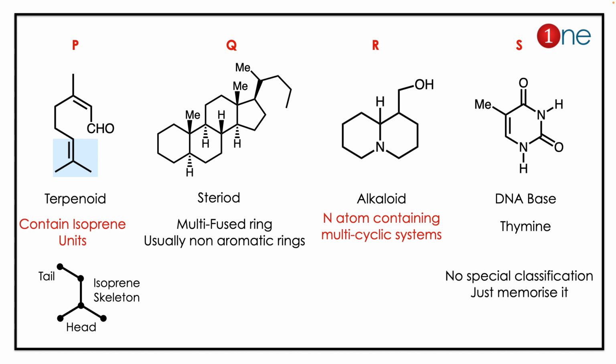So there are 4 different classifications. The concept you have to learn here is that you should always know the classification. Terpene means isoprene unit, steroid means multi-fused ring system, alkaloid means heterocyclic nitrogen containing compound, DNA base means it contains base.